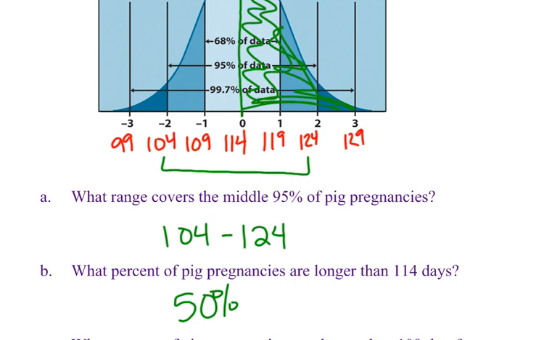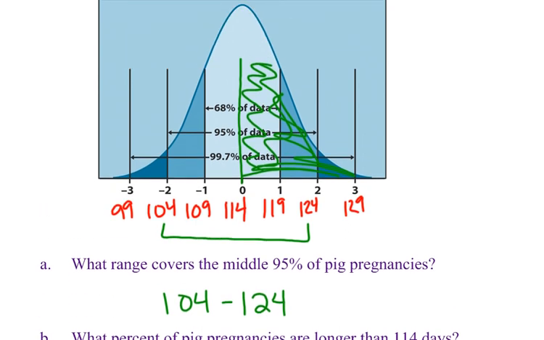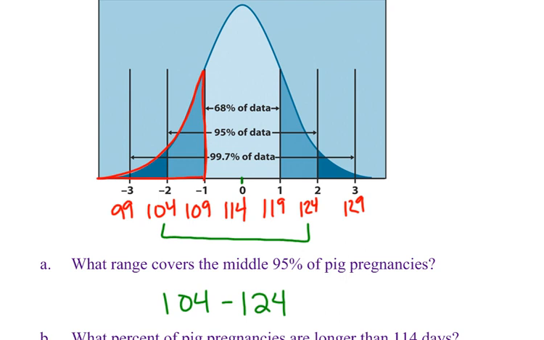So now that we have these percents in there, we're going to start to manipulate these a little bit more by using these percentages. So I'm going to erase this. You can see C. C asks, what percent of pig pregnancies are shorter than 109 days? So that would be from here all the way over to the end of the curve. So this whole area is what we're looking for.